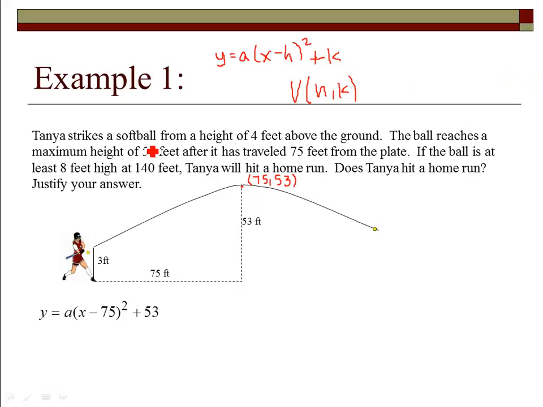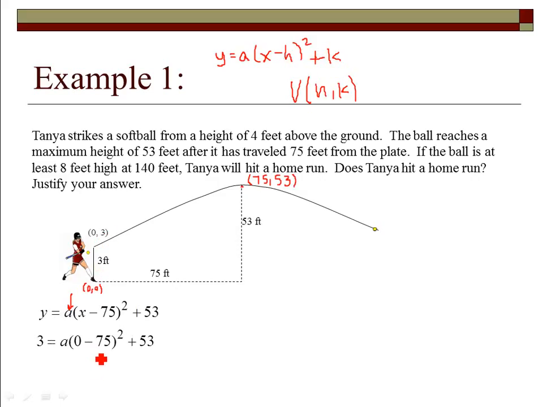Okay, if the ball is at least 8 feet high when it's at 140 feet, she hits a home run. So what I've got to do is figure out what my equation is, which means I've got to figure out what this a value is, and then I'll plug in. So I need a point that the graph goes through. I'm calling this point right here, where her foot is, right where the ball was hit, the point (0, 0), which means this point up here is the point (0, 3). So x is 0 and y is 3. I need to use this point and my vertex to solve for a. So we're going to plug in: when x equals 0, y equals 3.